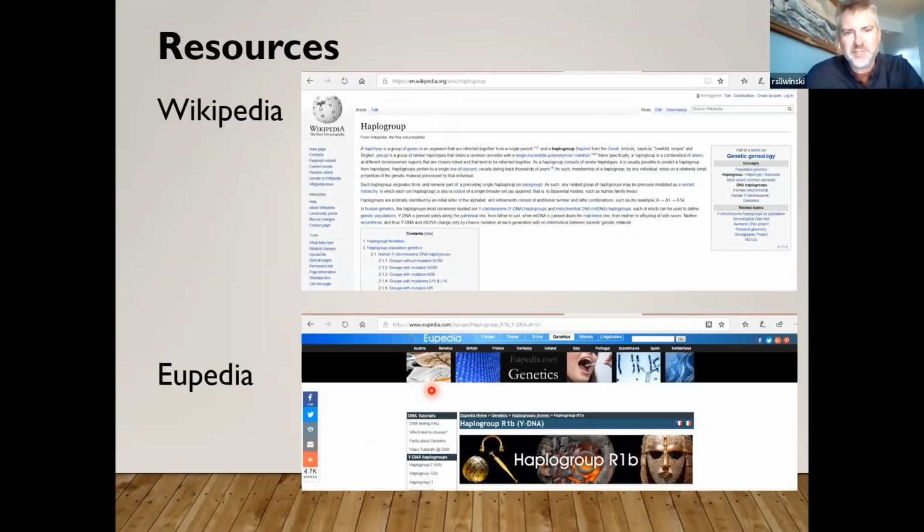Other resources you can go to regarding genetic groups: Wikipedia and Eupedia have a lot of information and maps that show where these genetic groups are located. It kind of gives you some more information if you've done testing with them.